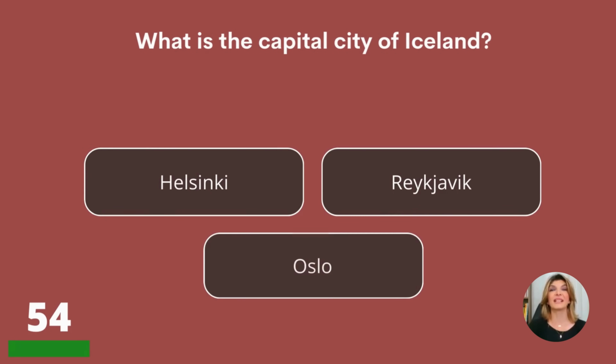What is the capital city of Iceland? Helsinki, Reykjavik, or Oslo? Reykjavik.